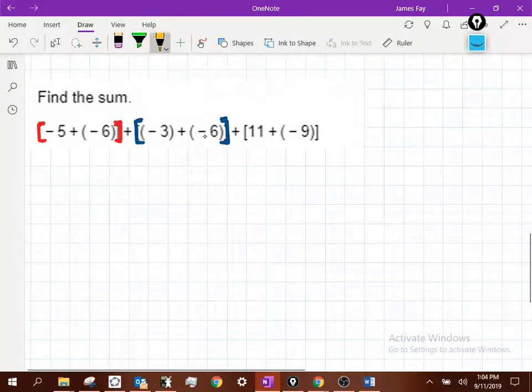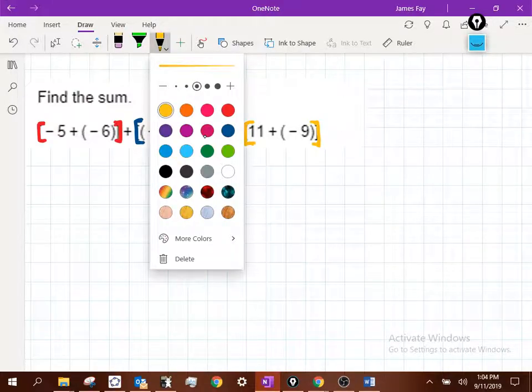Orange. Huh? There's a rainbow one? I wasn't paying attention. Yep. That one?